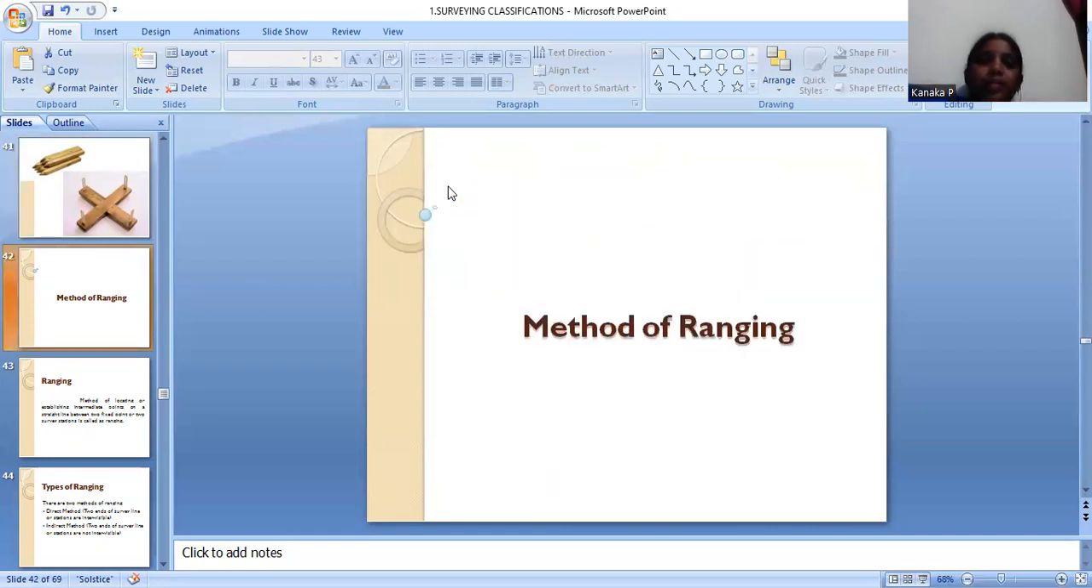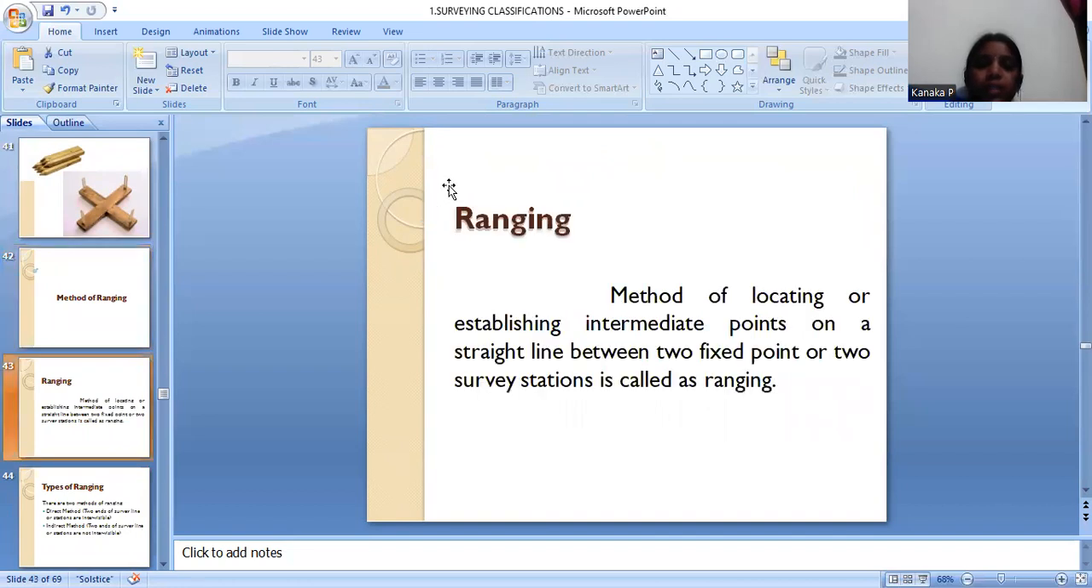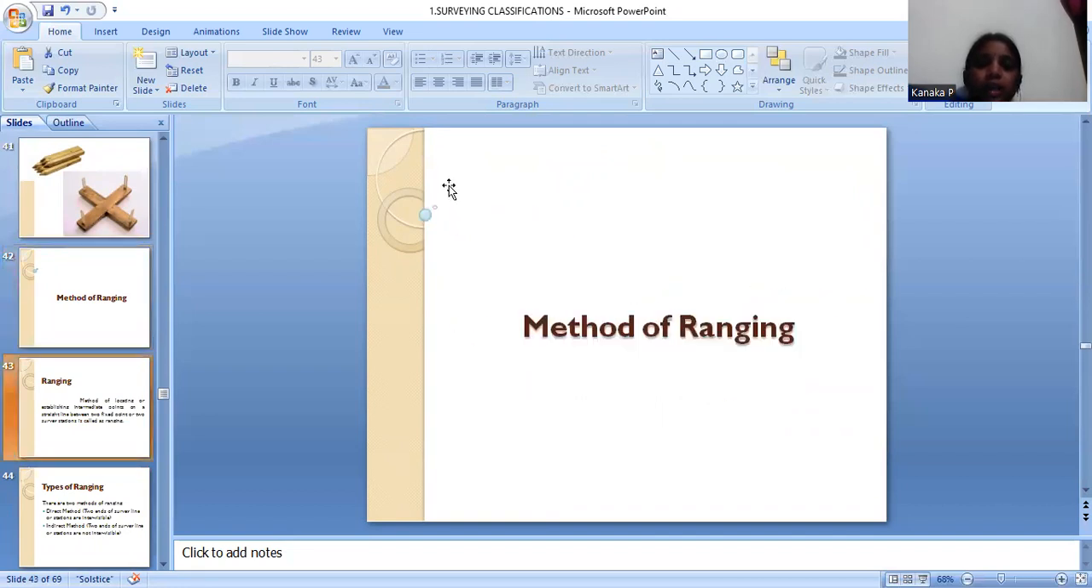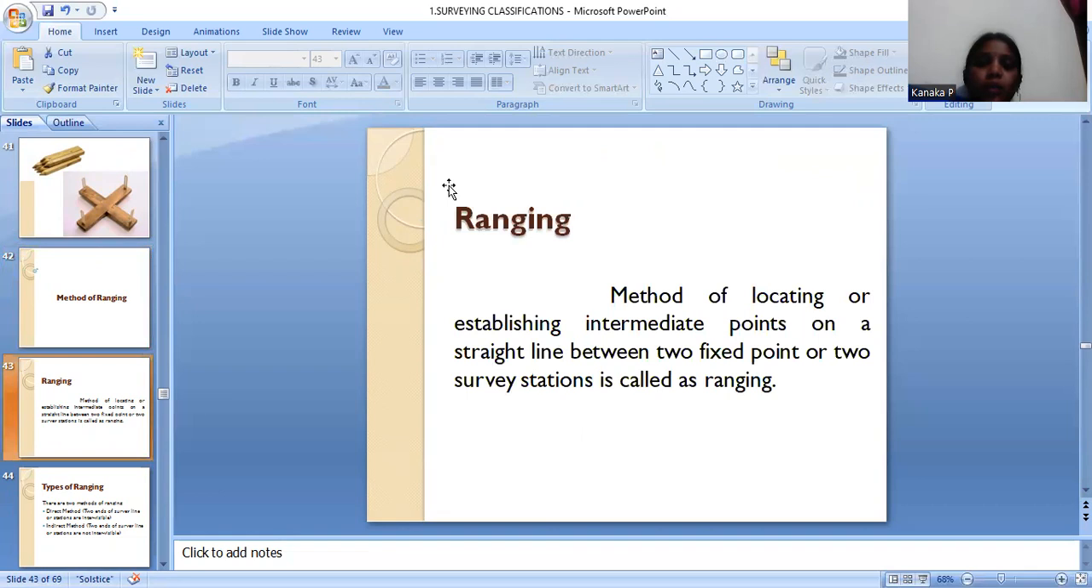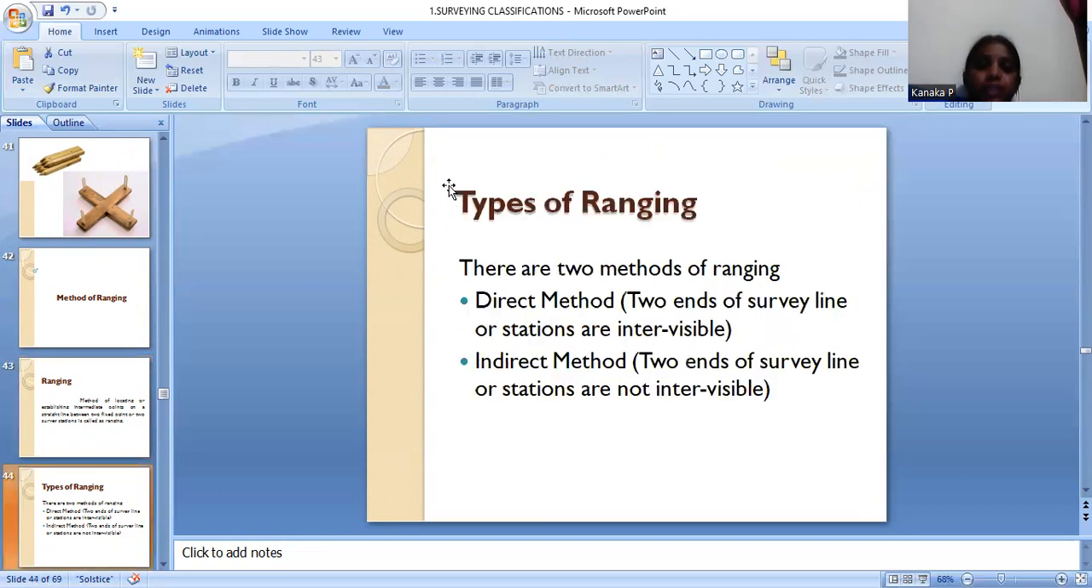Next topic is the method of ranging. This is the main topic. What is meant by ranging? Ranging means the method of locating or establishing intermediate points on a straight line between two fixed points, or two survey stations. Types of ranging: direct method and indirect method.